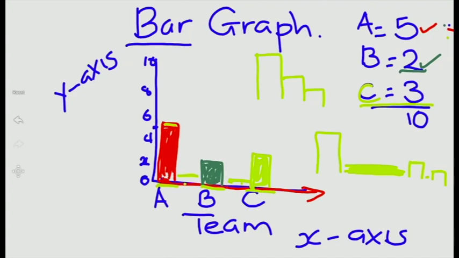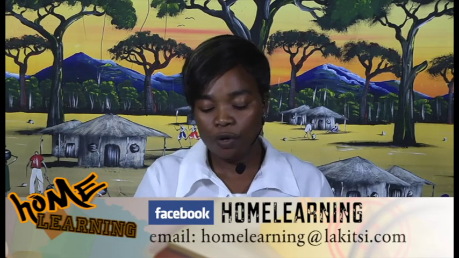This is an example of a bar graph. So whenever you see the word bar, that must click that I have to represent the data in the form of bars. Just draw those blocks. And then on your x-axis, you plot the teams or the names of whatever you want to plot. That is an example of a bar graph.